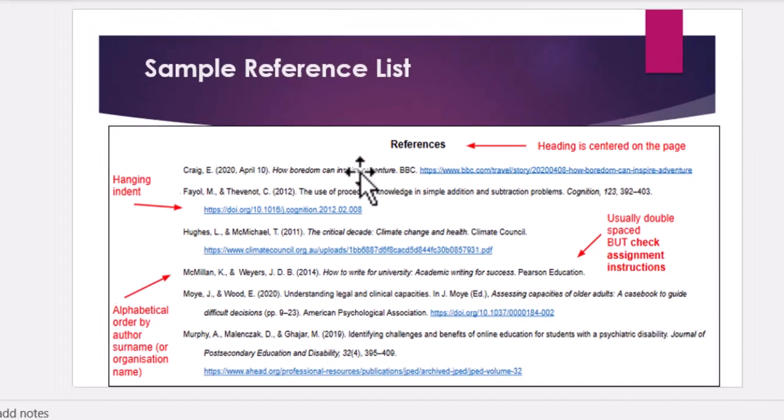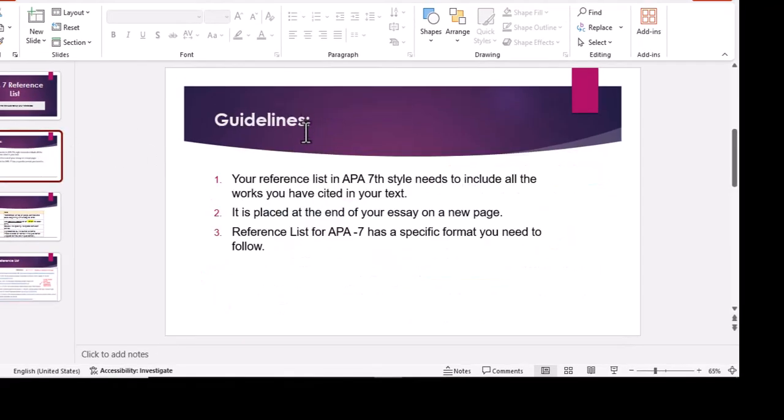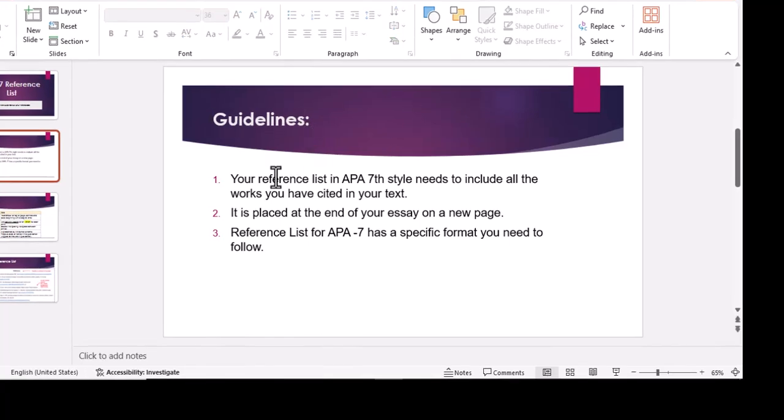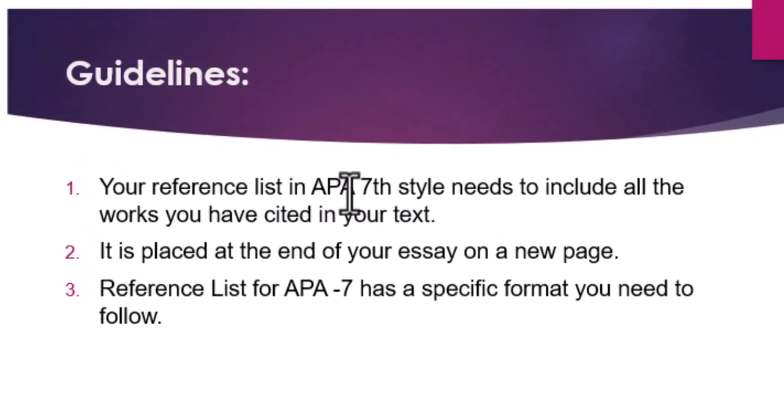So let us start by looking at the different guidelines of writing a reference list in APA7. The first guideline is that your reference list in APA7 style needs to include all the works that you have cited in your text. That means that everything that you have put in an in-text citation in your text needs to be included in the reference list.